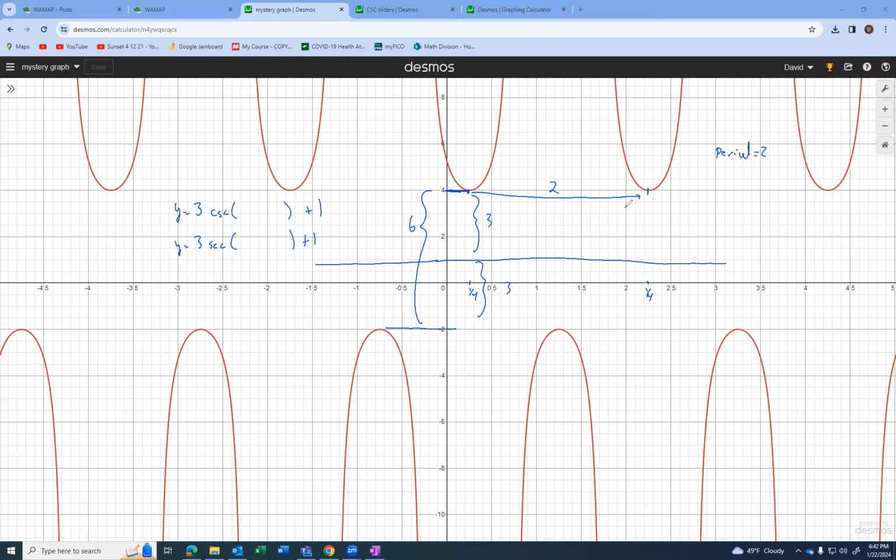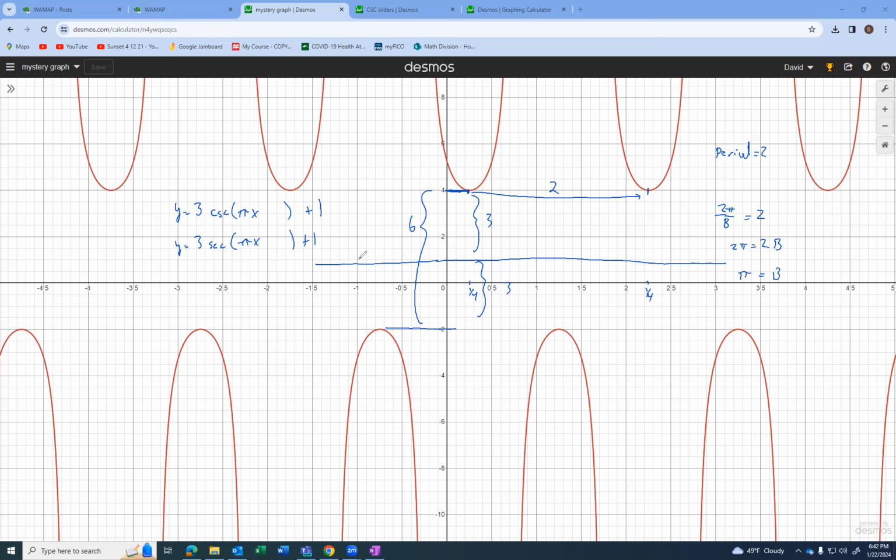And actually, the b value is going to be the same as well. I know the period here, it looks like it's going to be 2. And so 2 pi divided by b has to equal my period of 2. And so 2 pi equals 2b. And you can solve for b by dividing both sides by 2. And we get b is equal to pi. So it's going to be pi x in both of those.